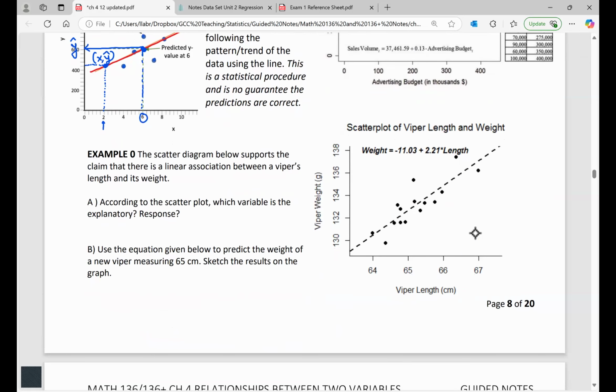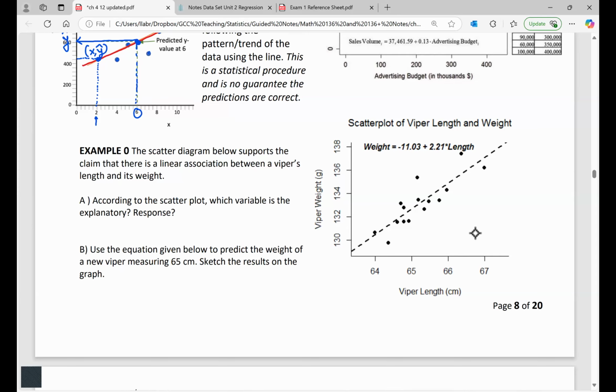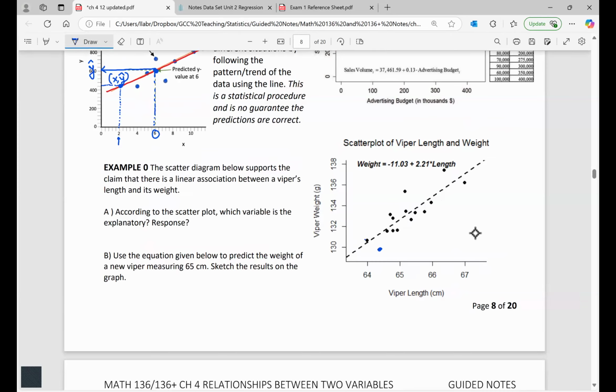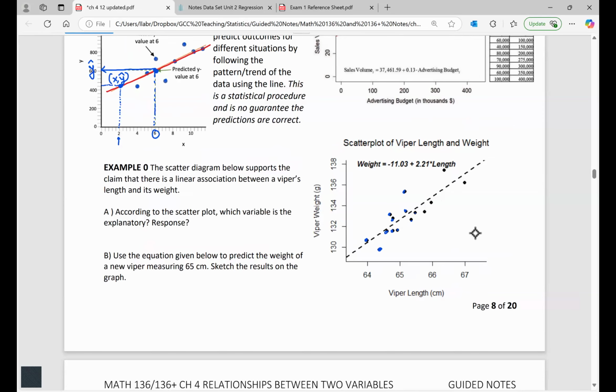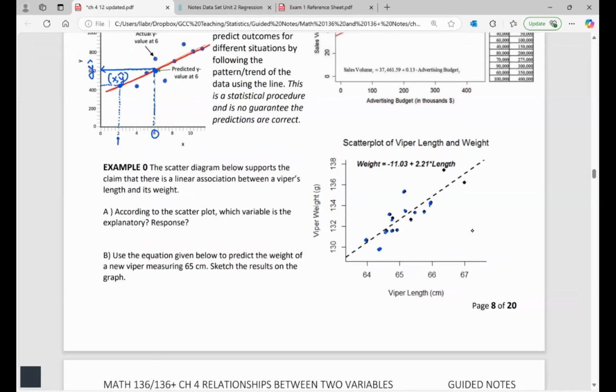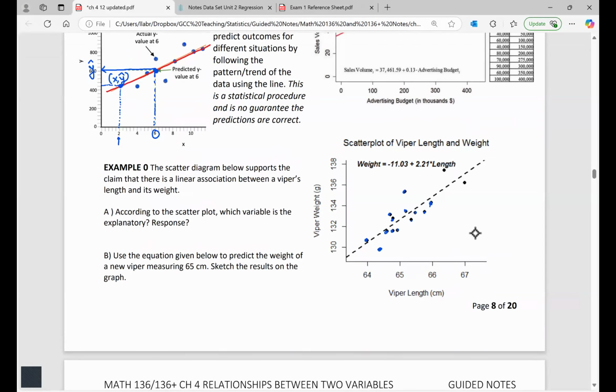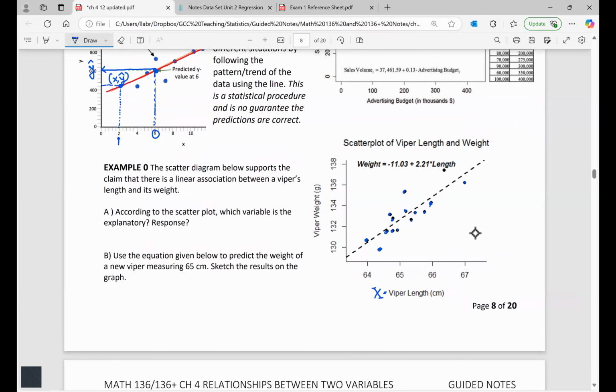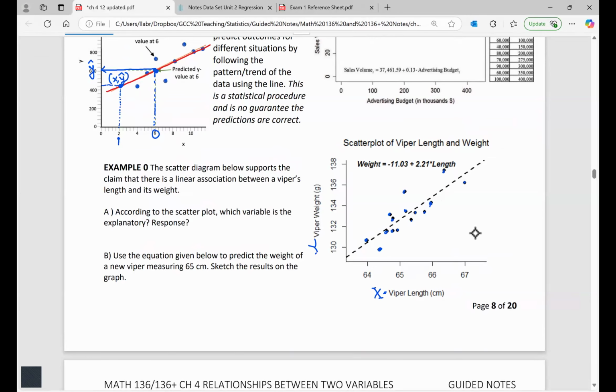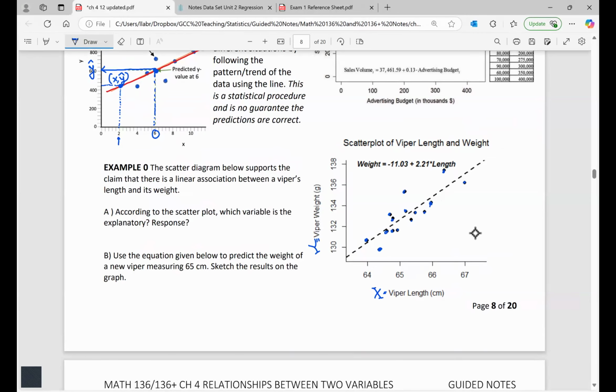So if that's one of the major uses, let's go ahead and actually see how simple this is. So here we have our first example. It's a scatter diagram, and it supports the claim that there's some kind of a linear association or correlation between a viper's length and its width. So we have our data point right here. And again, this is just data. If it were given to you, you can create the scatter plot. And we can see that the viper length is the explanatory. So according to the scatter plot, which variable is the explanatory? Well, it's right here, viper length in centimeters. And then viper weight is the response. Okay, so we got part A done.